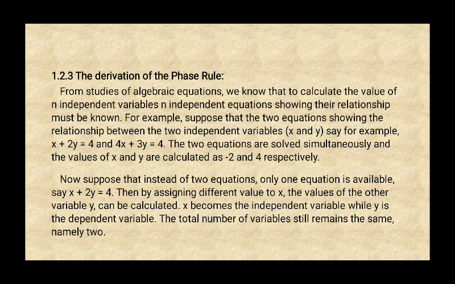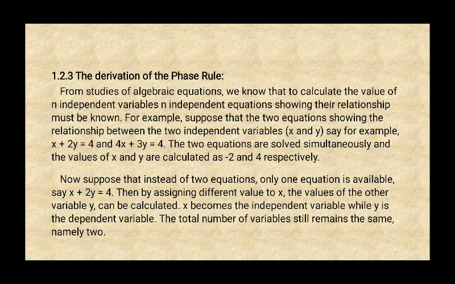For example, suppose that two equations show the relationship between the two variables x and y, say x plus 2y is equal to 4 and 4x plus 3y is equal to 4. The two equations are solved simultaneously and the values of x and y are calculated as minus 2 and 4 respectively.